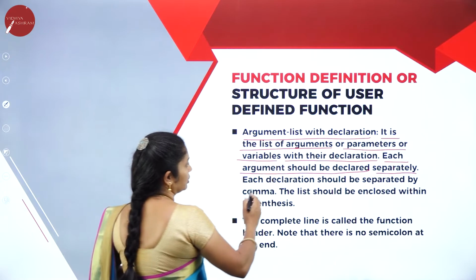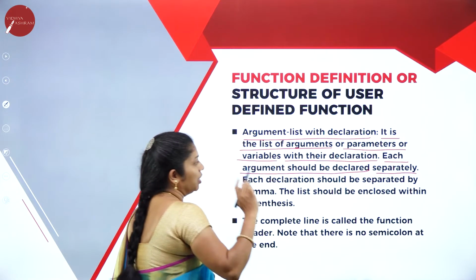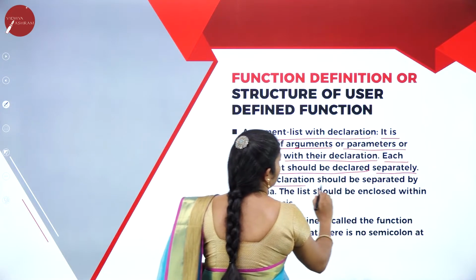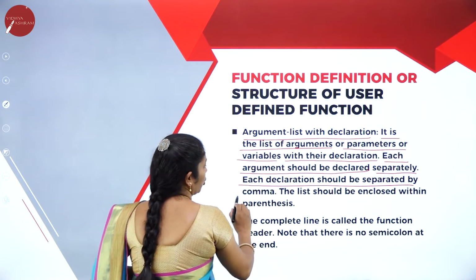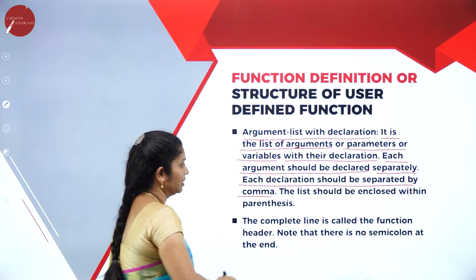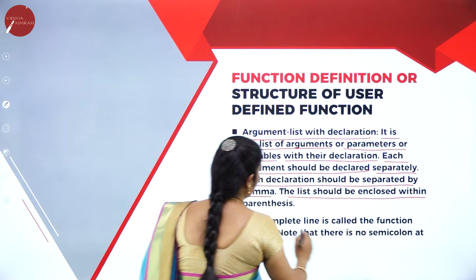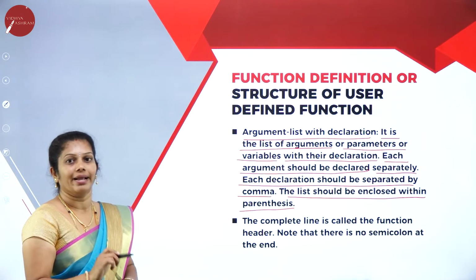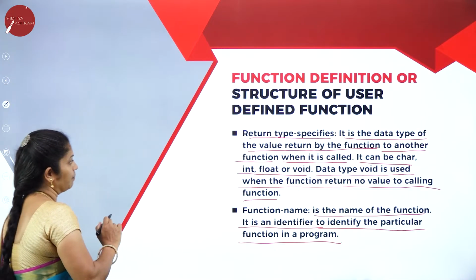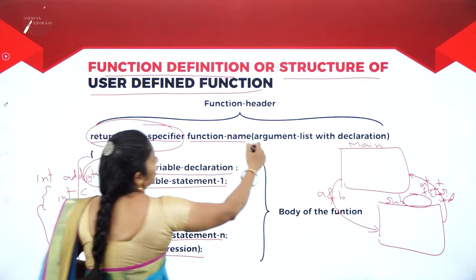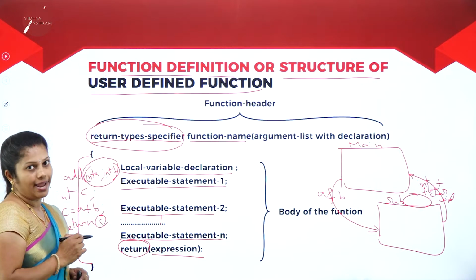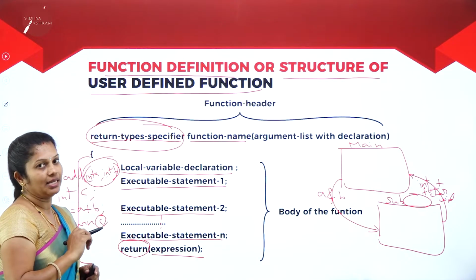Here, each argument should be declared separately. Each declaration should be separated by a comma operator. The list should be enclosed within the parentheses. Compulsorily, within the brackets, you have to declare all the variables. If you observe here, inside the brackets only, we have declared all the variables. Whereas here also, int A, int B means that you have to write inside the brackets.